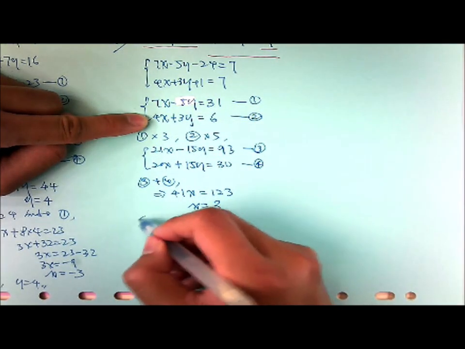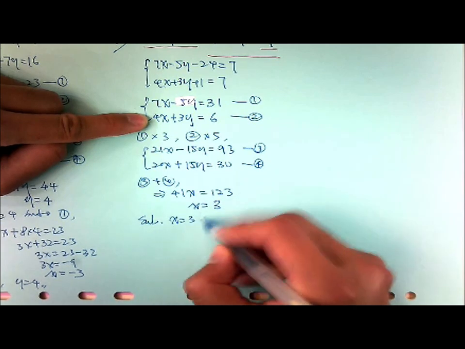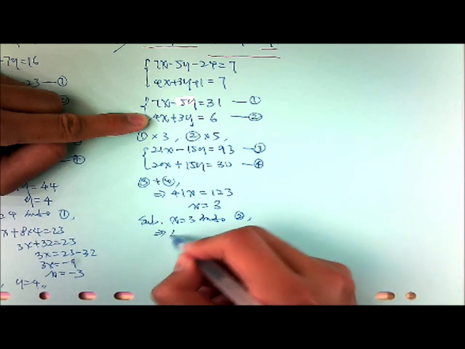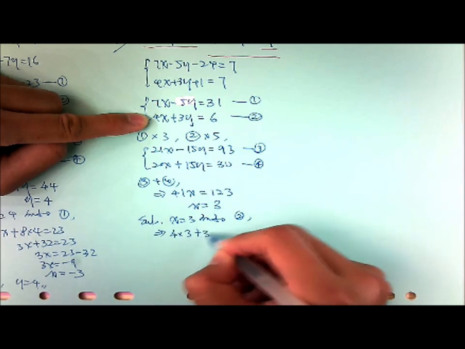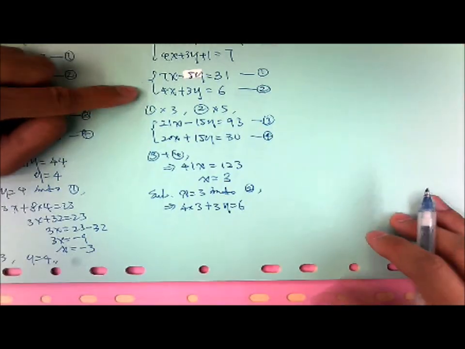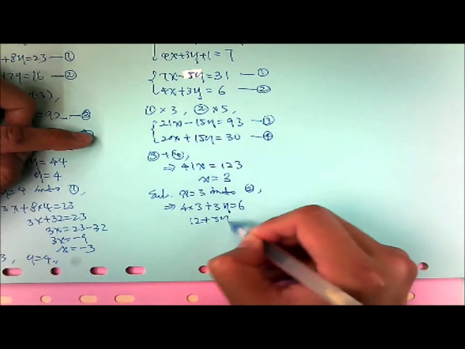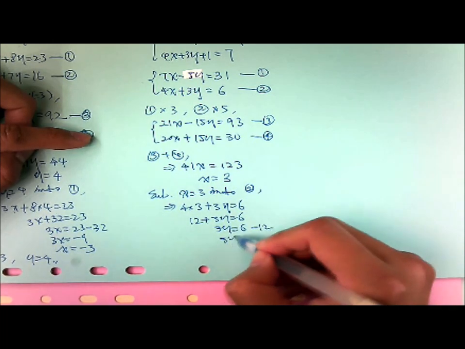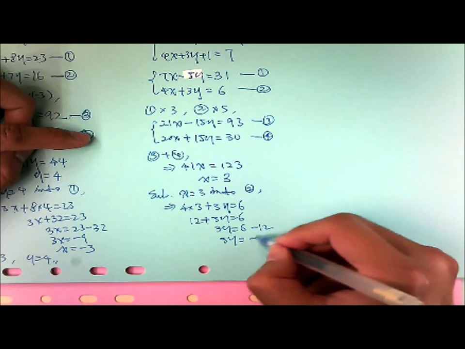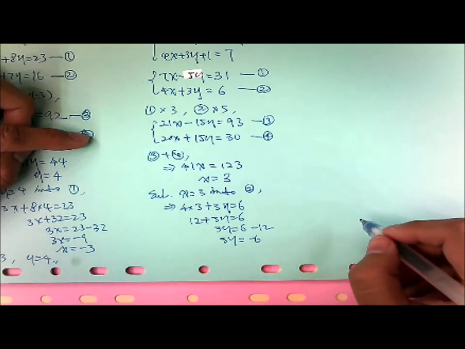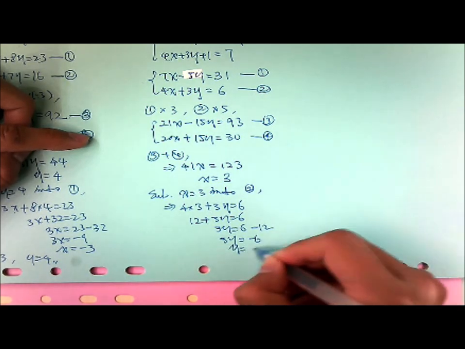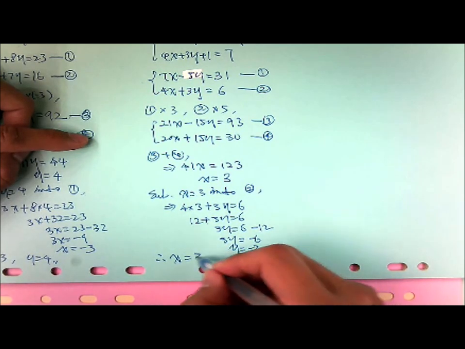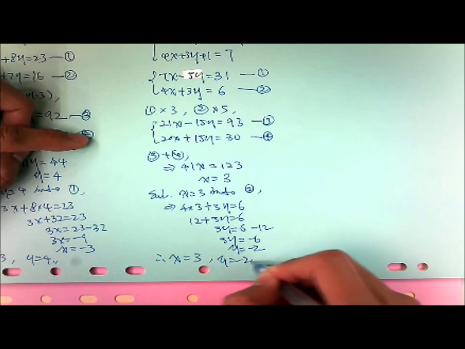So you sub x equal to 3 into 2. You have 4 times 3 plus 3y equal to 6. Understand? This is 12 plus 3y equal to 6. And then move the 12 to the other side, minus 12. You have 3y equal to minus 6. Understand? And y equal to minus 2. So make conclusion, x equal to 3, y equal to minus 2.